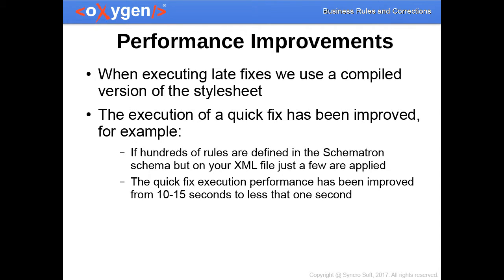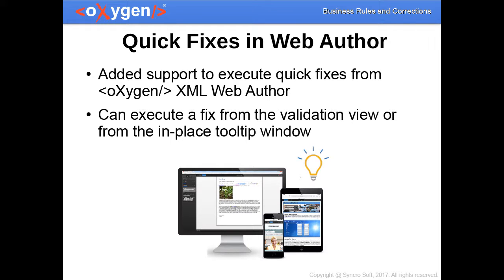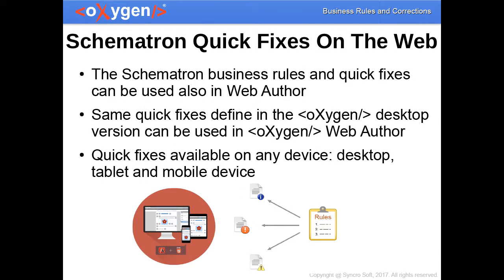And we added fix support also on Web Author, which I think is pretty great because you can use quick fixes on the web now. And these are available in place on the tooltip or in the validation window. So now the same fixes that are created for the standalone version can be used also on the Web Author. So it's no big difference. And you can use now the business rules and the fixes also on a tablet or on your mobile device very easily, just scrolling through the errors.